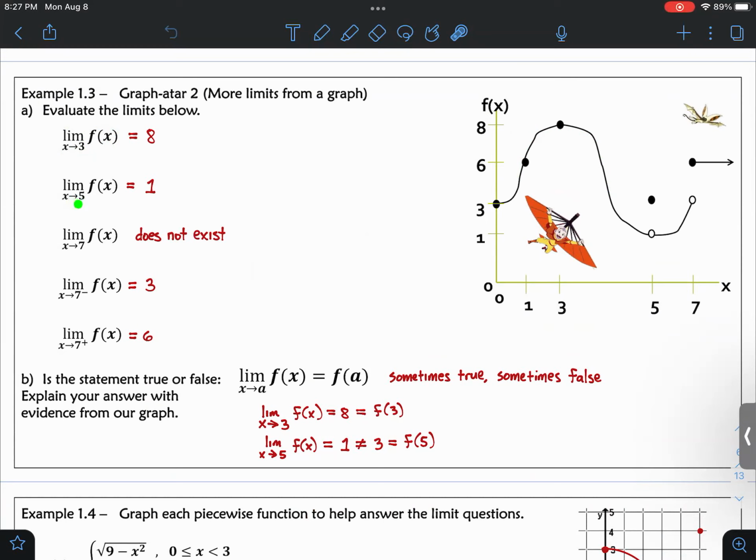Likewise, if we approached 5 from both sides, in both cases, we seem to be approaching 1. It doesn't matter that we never actually hit a y value of 1. That's not what a limit question is about. That's just about what we're approaching.